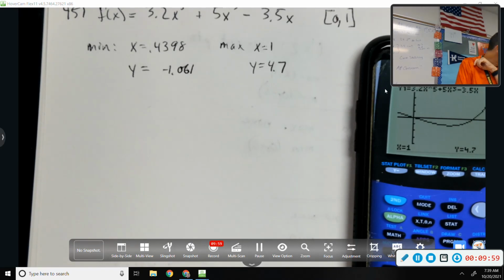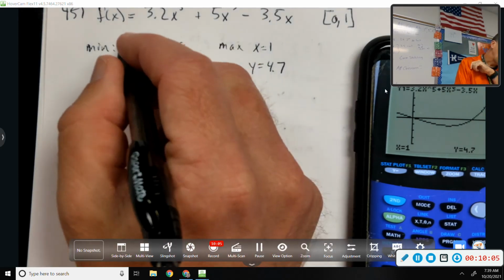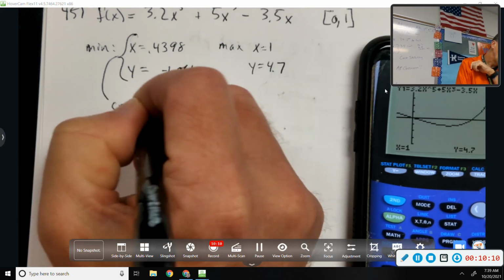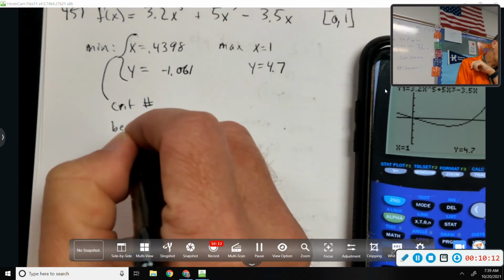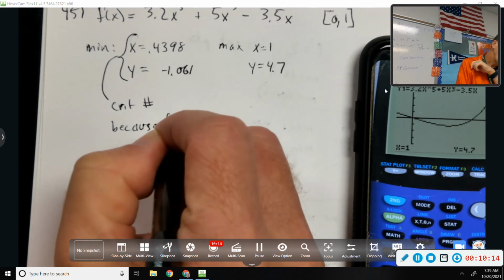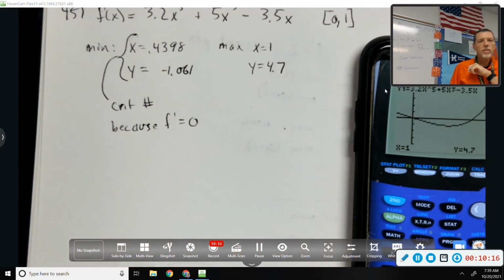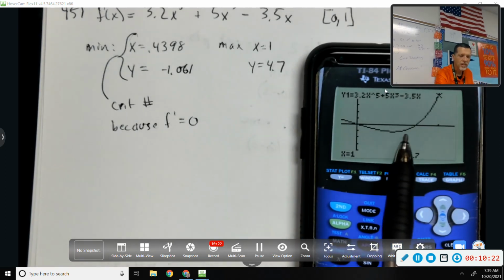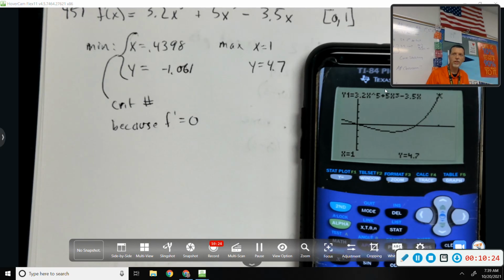All right, the rest of that problem is sort of repetitive. Use the calculator to find any critical numbers. Well, I can tell by looking at the picture that that's a critical number because f prime is 0 at x equals 0.4398. That's how the calculator knew that was a minimum, because that was the lowest number it could get.